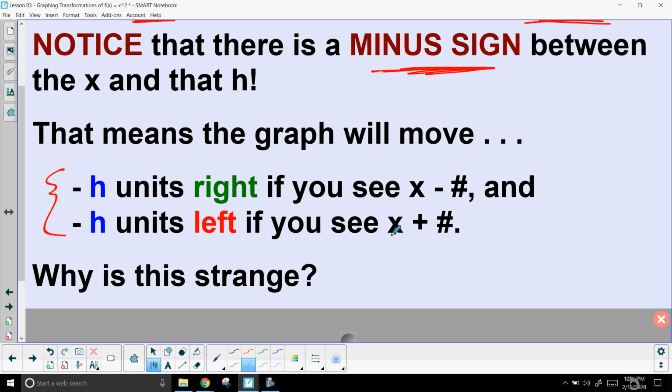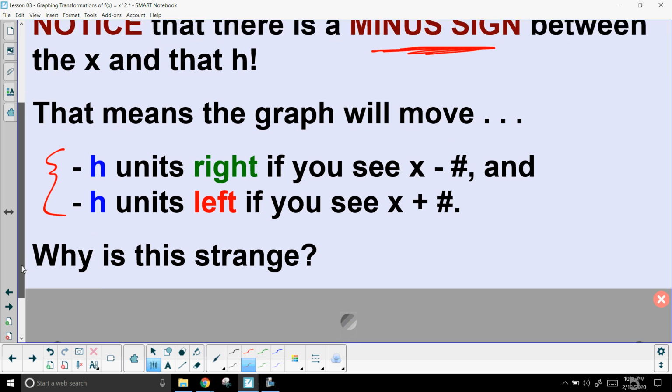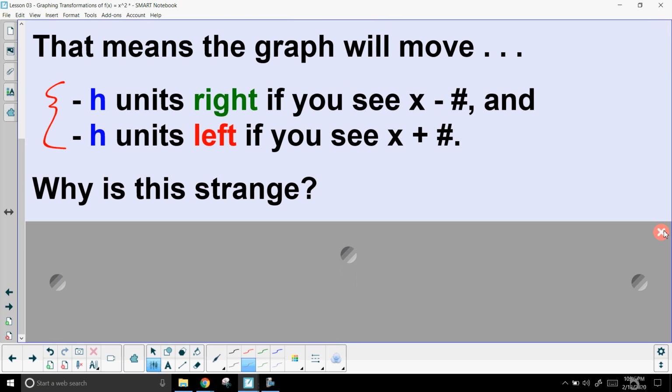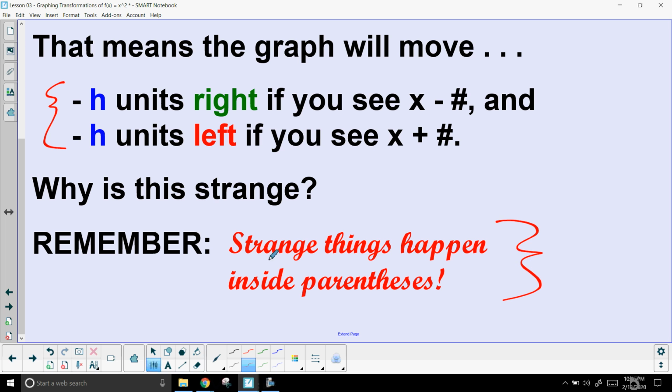And again, why is this strange? Because strange things happen inside parentheses. Might be a fun way to remember that opposite idea. Right when it's a negative, left when it's a positive. Do not confuse this with the previous lesson about going up as positive and down as negative. Those make sense. This is the one where you got to think opposite. Stranger Things. All right, let's keep going.